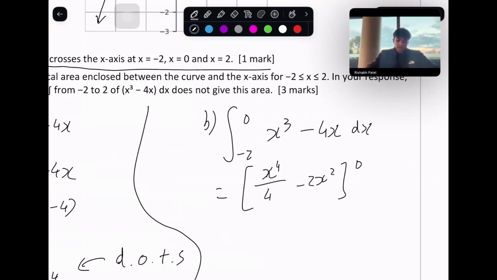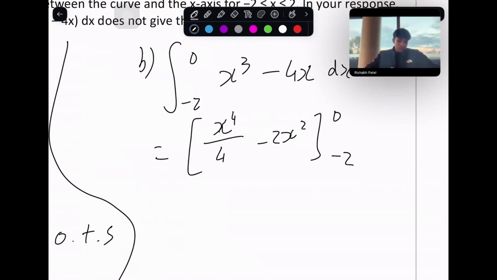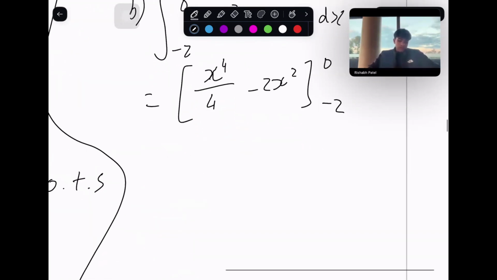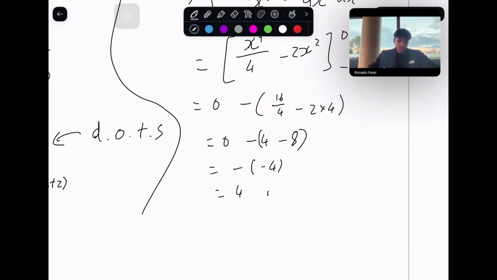Plug in the values of 0 and negative 2. You sub in 0, and you end up getting nothing. So you get 0 minus the entirety of negative 2 to the power of 4, which is 16 on 4, minus 2 times 2 squared, which is 4. We get 4 units squared.